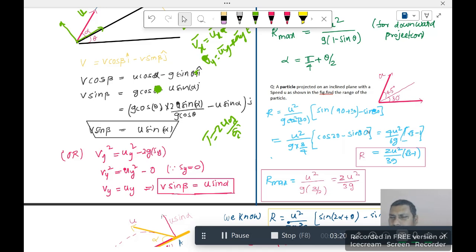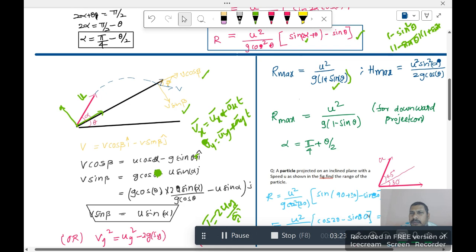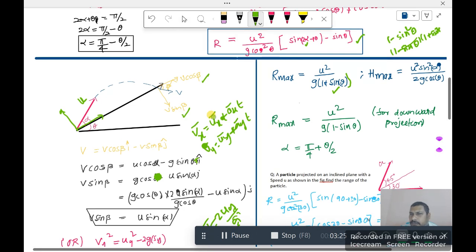Coming to one example problem. For upward inclination, R maximum is equal to u square by g into 1 plus sin theta. R maximum in downward inclination is equal to u square by g into 1 minus sin theta. And the alpha value for maximum range for projection up the incline is pi by 4 minus theta by 2. Similarly for down inclination, to achieve maximum range, alpha is equal to pi by 4 plus theta by 2.